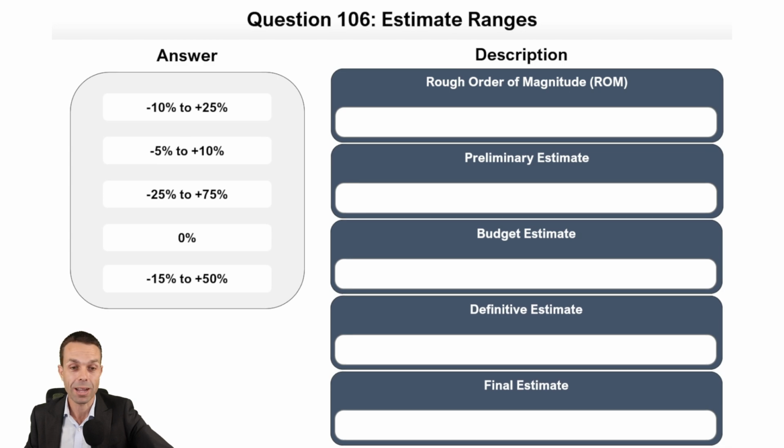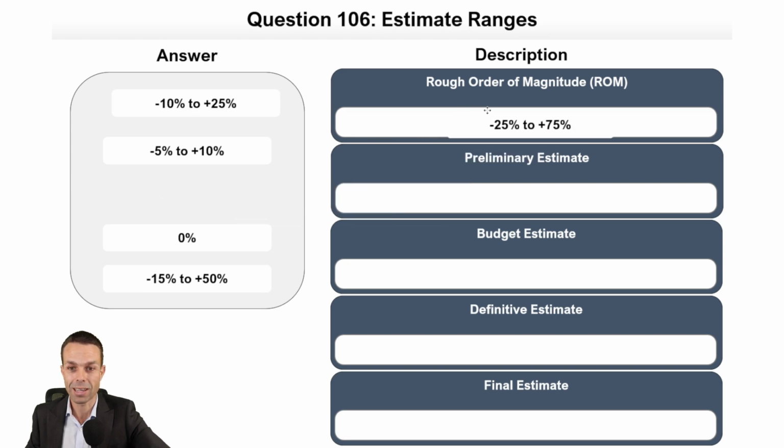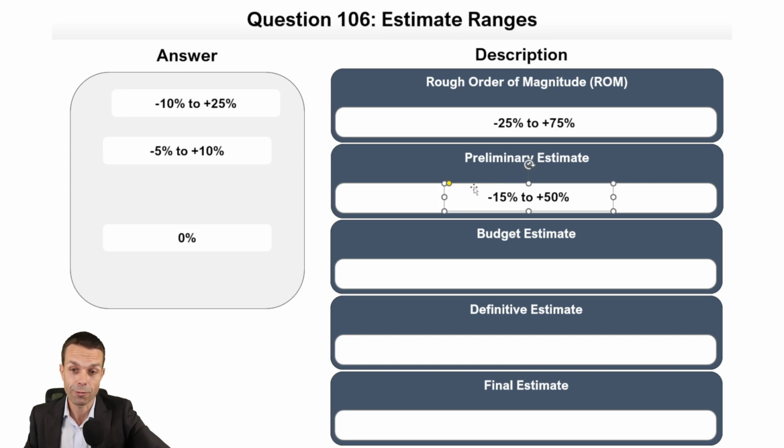All right, estimate ranges. And this is so important when we're first doing an estimate, especially for a customer or for our stakeholders. We want to start by giving a range of, no, hang on, what's the biggest one? -25 to +75. And that's our rough order of magnitude. Now, what have we got next? The preliminary estimate, -15% to +50%.